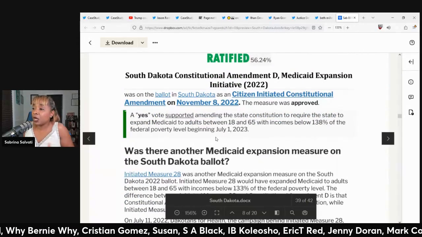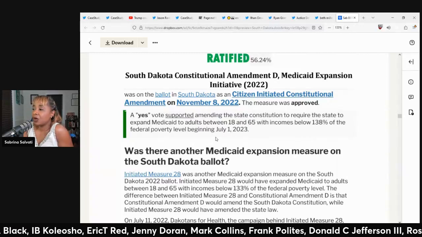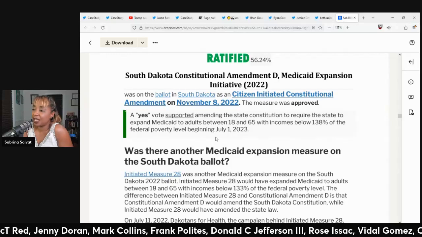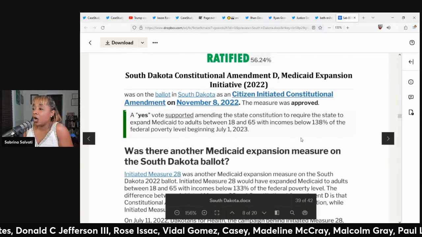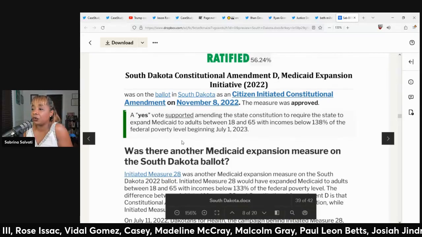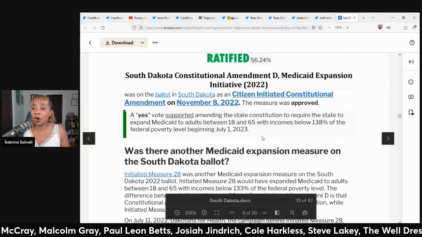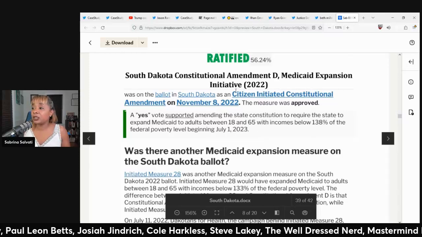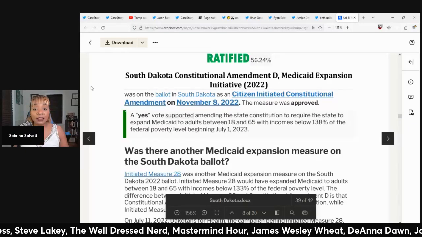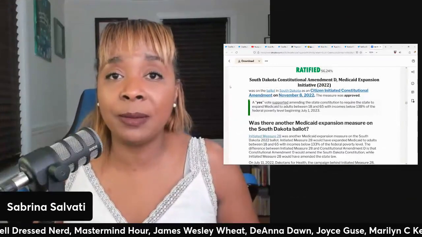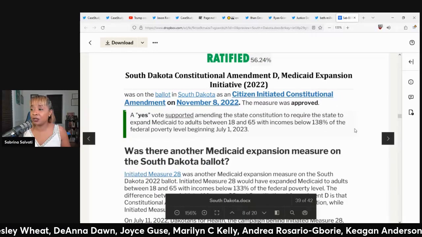South Dakota Constitutional Amendment, Medicaid Expansion Initiative. A yes vote supported amending the state constitution to require the state to expand Medicaid to adults between 18 and 65 with incomes below 138% of the federal poverty level beginning July 1st, 2023. So that date has already passed. So they're already doing that. So yeah, that's important. The Medicaid expansion passed by 56.24%. Now, if that measure would have been subject to the 60% requirement, technically this would not have passed. See what they were trying to do?